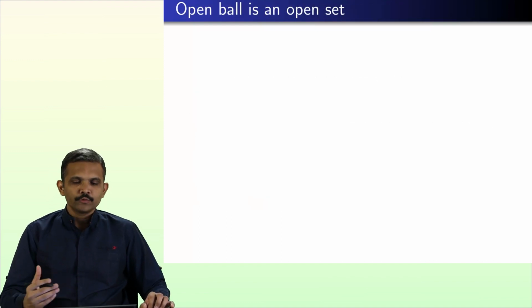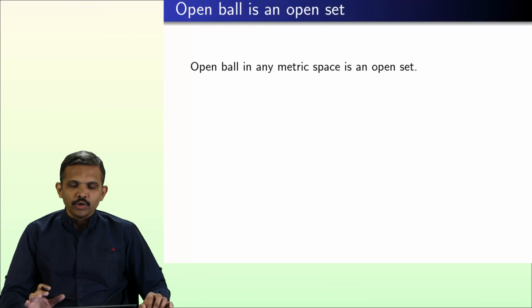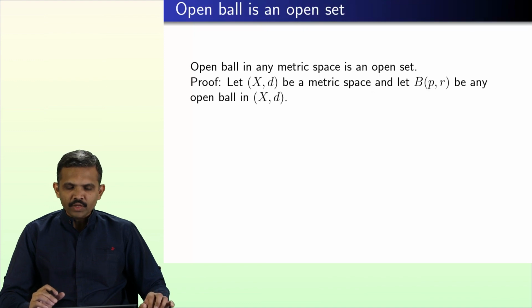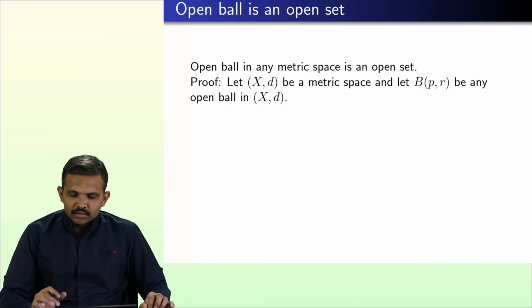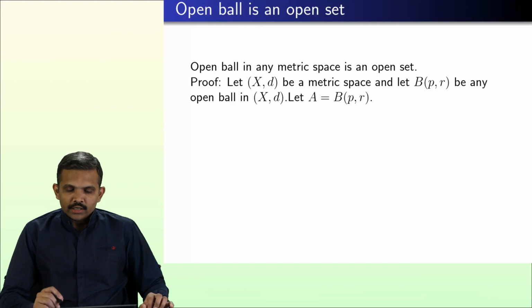Now, I want to move to an important result, that is, if you take an open ball in any metric space, then it is going to be an open set. Now, if I want to prove this, let us begin with the proof. So, let me pick up some metric space (X, d) and let us take some open ball B(p, r) in X. Now, I want to show that it is open.